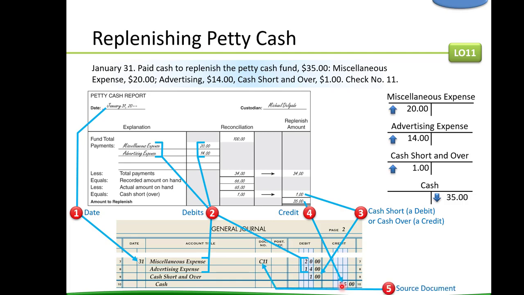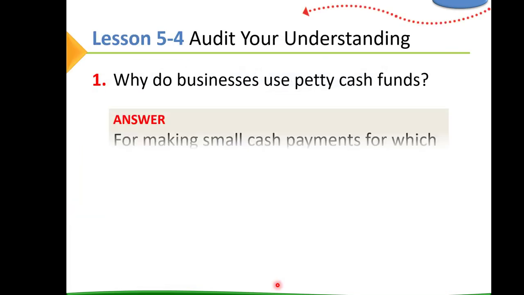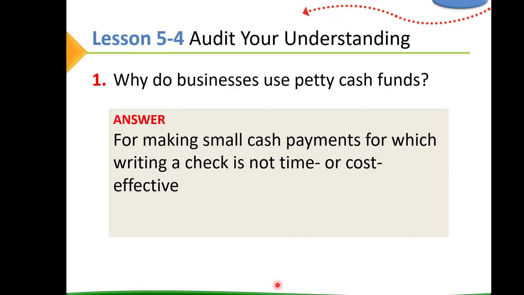And our source document is a petty cash report, and it will tell us our check number 11, sorry. The information came from the petty cash report. So why do you use petty cash funds? This is for small payments which writing a check for is either not time or cost effective.